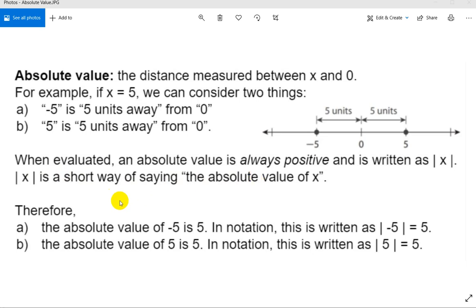What I'm trying to get at is that the absolute value of any negative number, in this case -5, is going to be +5. In notation, this is written as the absolute value of -5 is +5. But if we took the absolute value of a positive number, the result is also positive. So the absolute value of 5 is 5. In short, the absolute value of a negative number is positive, and the absolute value of a positive number is positive.